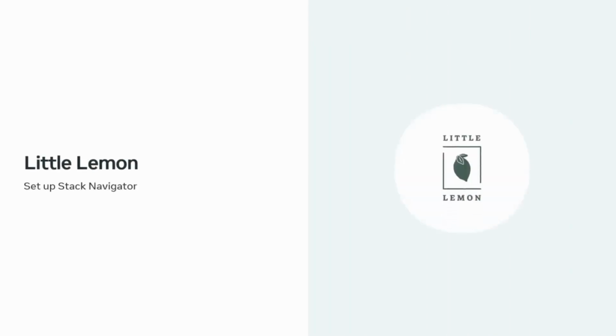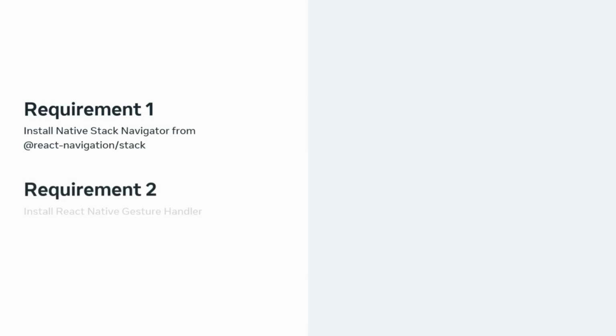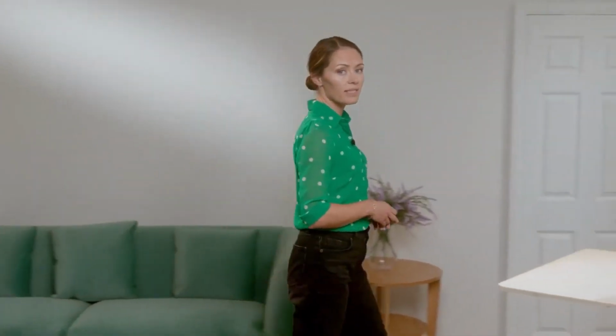This includes importing the elements that you'll need and defining the screens that will be in the stack. To be more specific, you'll be setting up Stack.Navigator for the Little Lemon app. Currently, there are 2 screens, and users will need a way to move between them. Before you proceed with this video, note that there are a few prerequisites. First, make sure that you've installed the native Stack.Navigator from React Navigation/Stack. You'll also need to install React Native Gesture Handler if you haven't already done so. Once those dependencies are installed, you're ready to start adding Stack Navigation to your Little Lemon app.